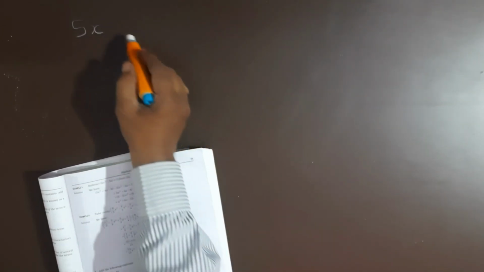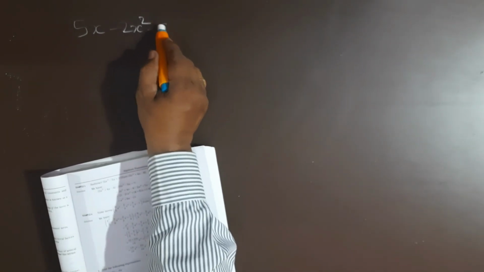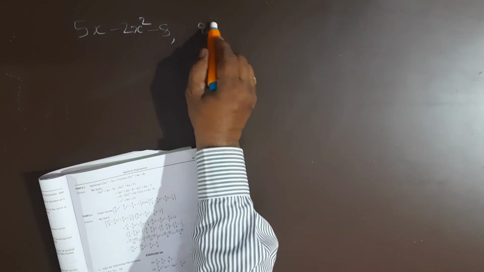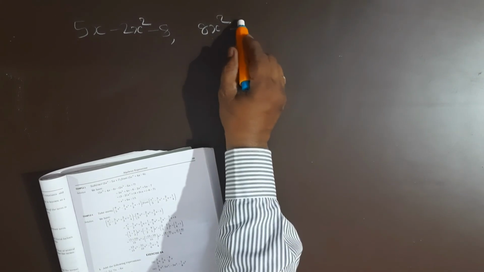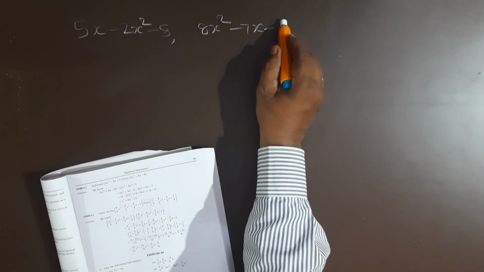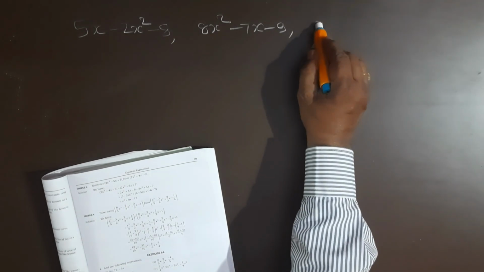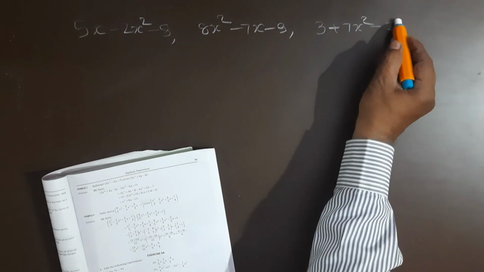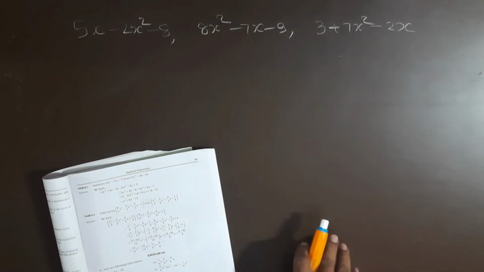Now we will see question number Roman 1, part 7. 5x minus 2x square minus 8, comma, 8x square minus 7x minus 9, comma, 3 plus 7x square minus 2x. Now this is the question.